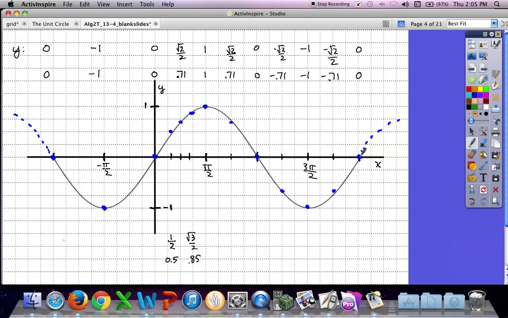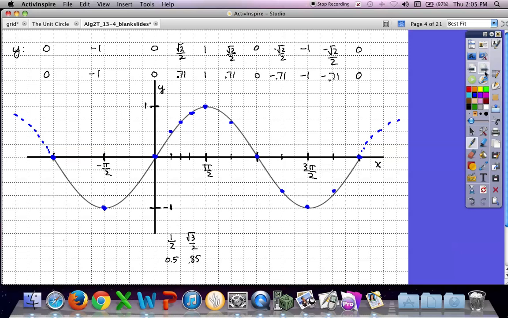What is the minimum value on that graph? The minimum y value. -1. What is the maximum value? It's 1. And because we know where those values came from, they're the y coordinates on the unit circle. They could never be more than 1 or less than -1. That's why.